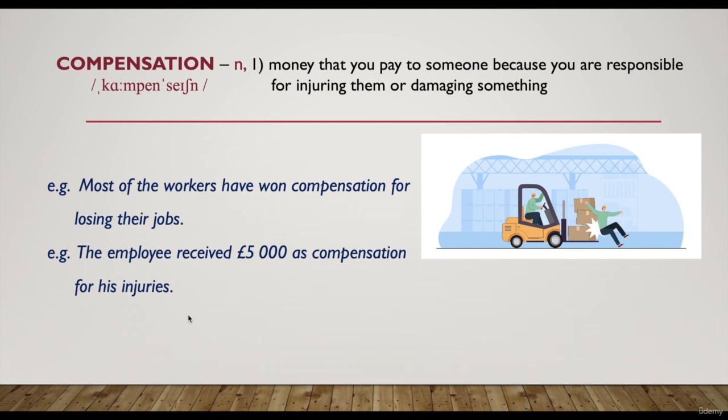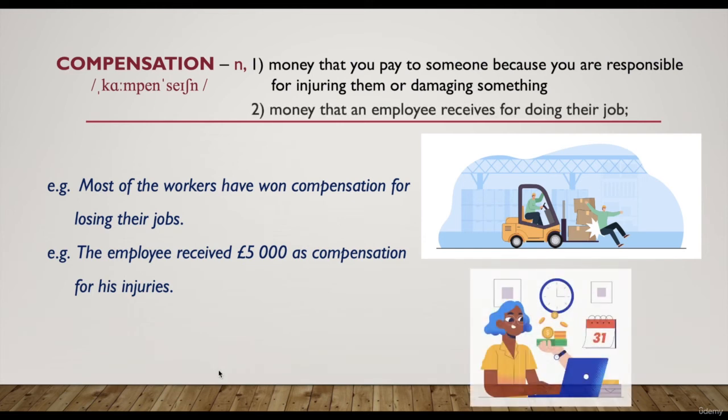Another example, the employee received £5,000 as compensation for his injuries. So this employee was injured at work and the company had to pay £5,000 to this person. Another meaning of the word compensation is simply money that an employee receives for doing their job. In this meaning, it is a synonym to salary or wages.